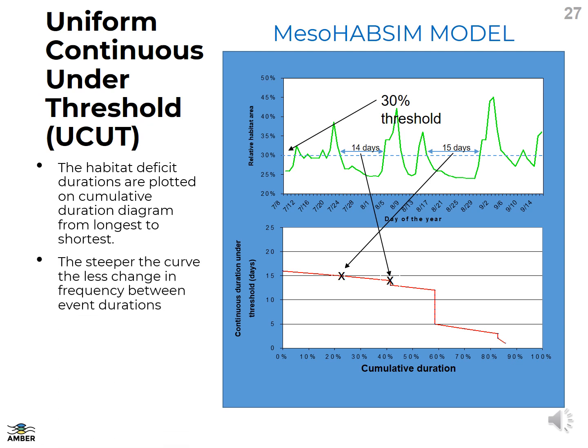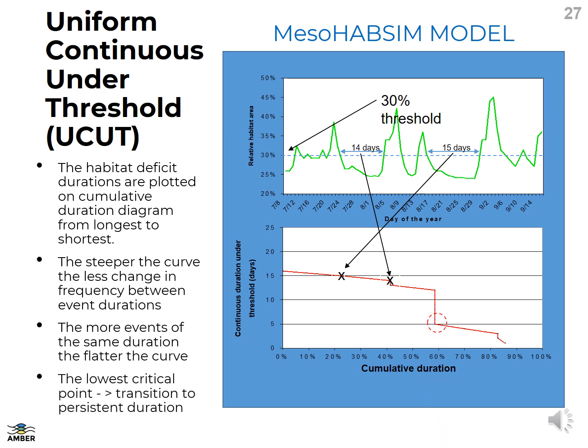Now, a few things need to be observed. The steeper the curve, the less change in frequency between durations. For example, the duration of 13 days did not occur, therefore the curve drops vertically. And in contrast, the more events of the same duration, the flatter the curve will be, because they will be added to each other. One more important point to observe: as we observe the curve from the bottom, all of a sudden we will see a steep change of angle, and this lowest critical point is considered to be a transition to persistent durations.